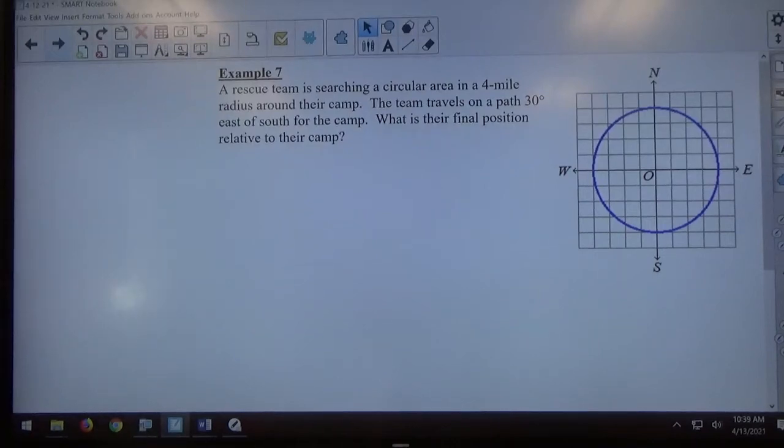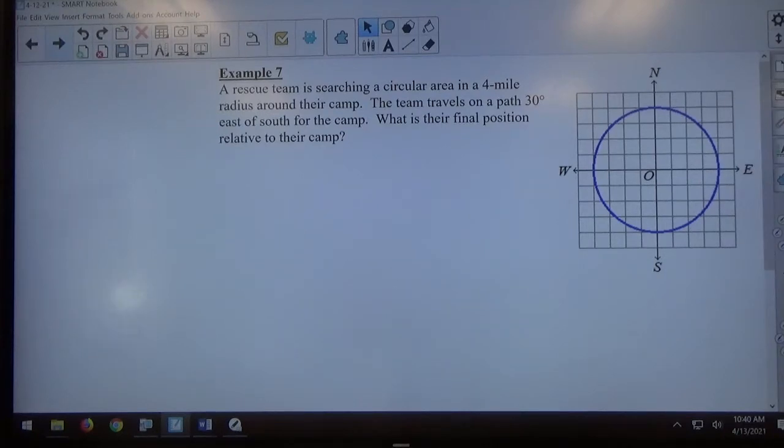Look at example 7. Here's an application of this unit circle stuff we've been dealing with. A lot of times I'm dealing with navigation of things and being able to describe to somebody where something is. We use unit circle ideas in that. The one thing I will say though, this isn't a unit circle.